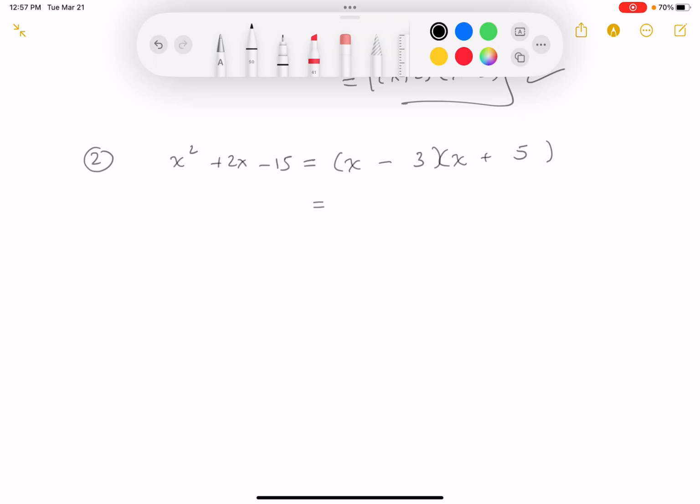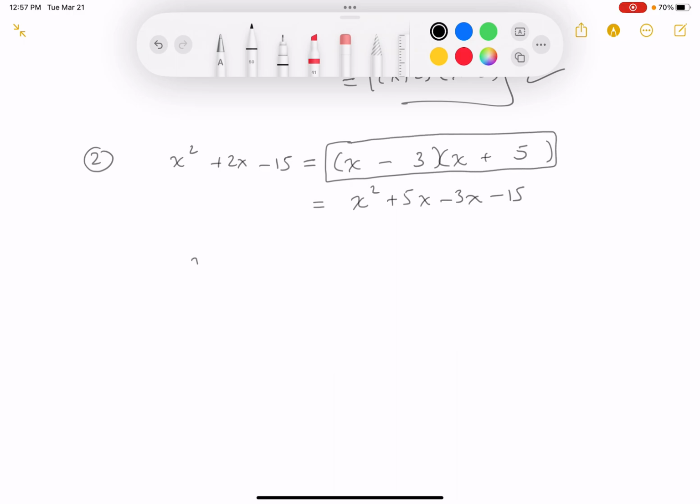I'm going to check it. If it's right, I'll box it. If not, I'll try again. That's x squared plus 5x minus 3x minus 15. Do I get what we want, which is x squared? Well, 5x minus 3x is 2x, and we do get minus 15. So this is the correct answer.